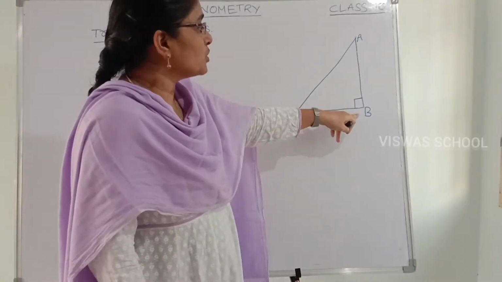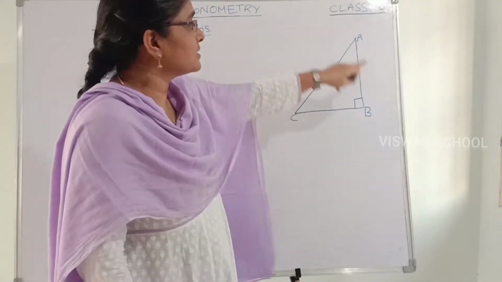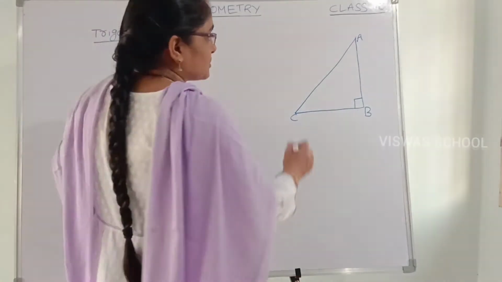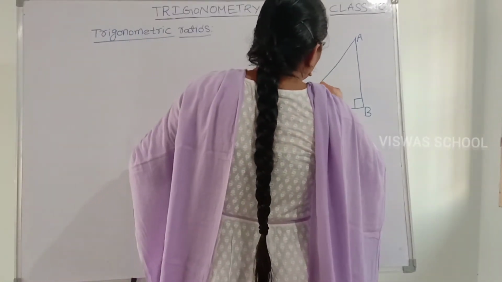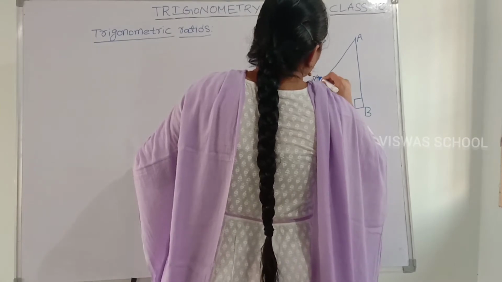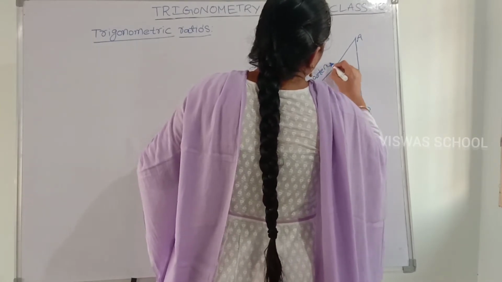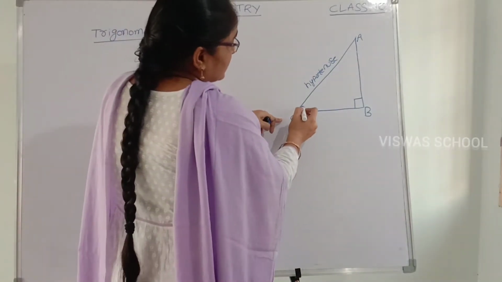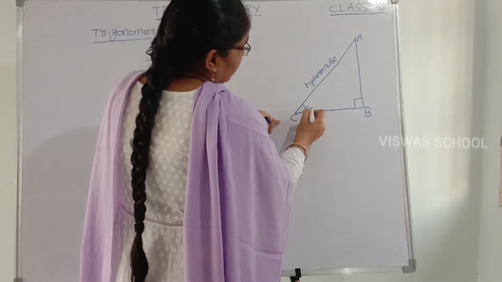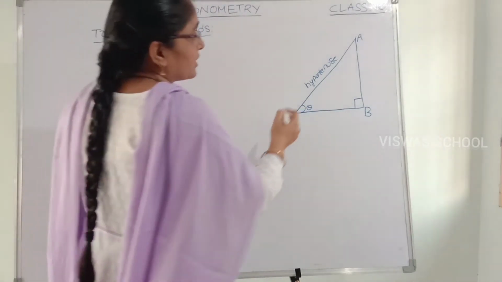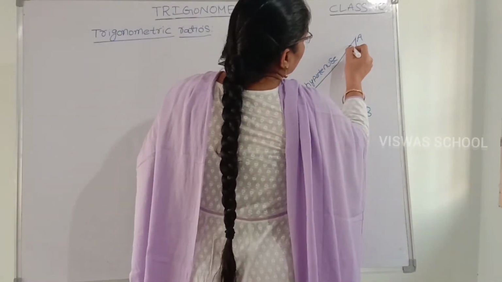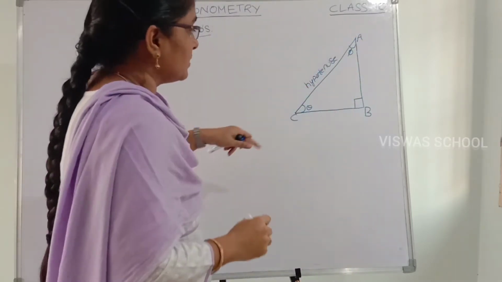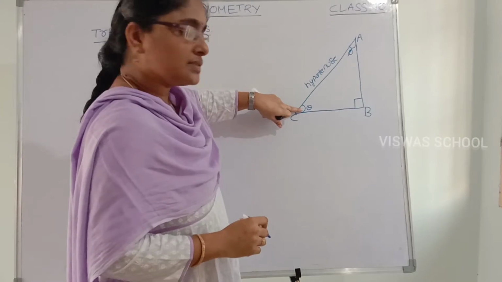Now here, opposite to this right angle is the side called what? Hypotenuse. This is called hypotenuse. And here I am considering this angle at C as theta. And here I am considering this other angle as phi.